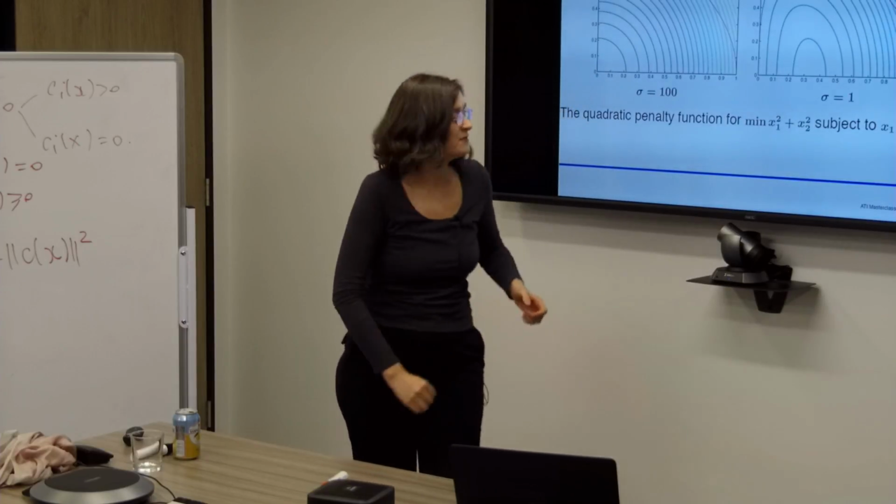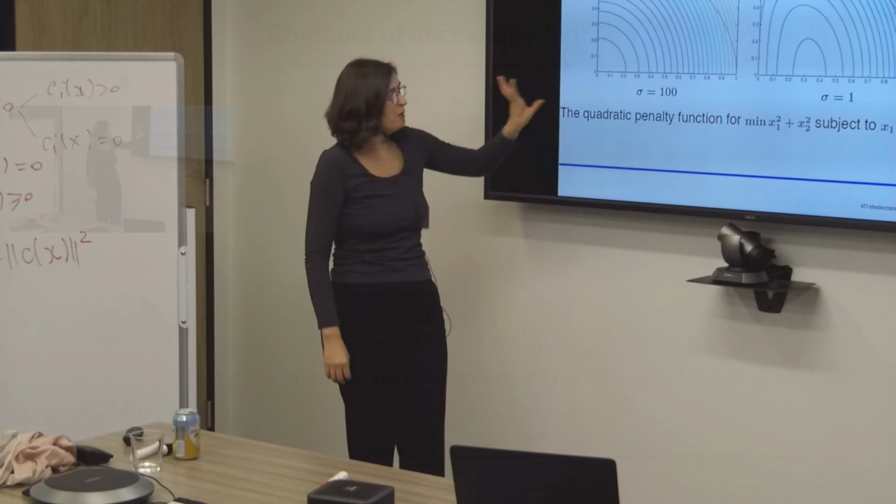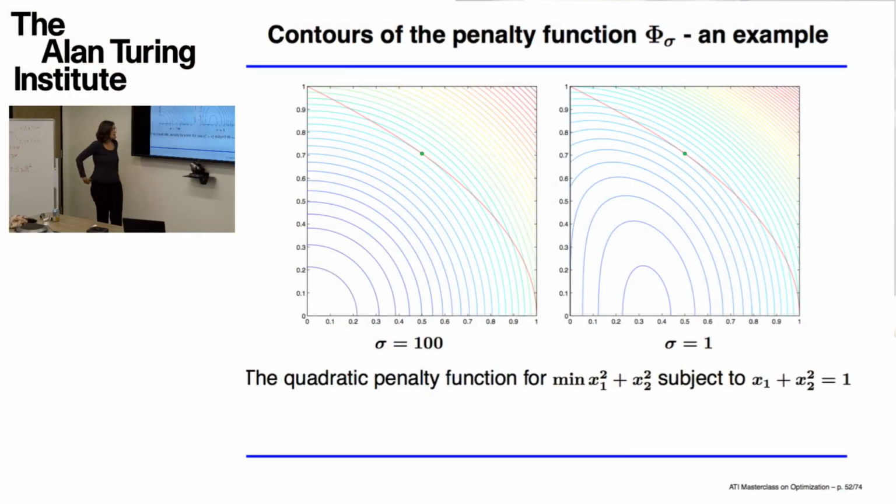Let me illustrate this. I'm plotting the quadratic penalty function for various values of sigma. So sigma is large. These are the contours of my quadratic penalty associated to this non-convex problem. My problem, the constraint is this one here, the red one, and this dot is my optimal solution of this problem. So if I write my quadratic penalty, it's going to be this plus 1 over 2 sigma times the constraint residual squared.